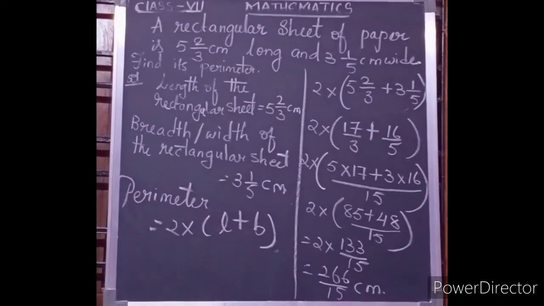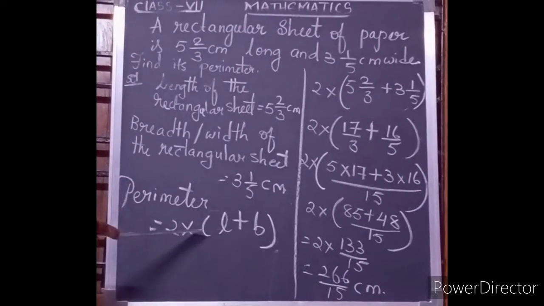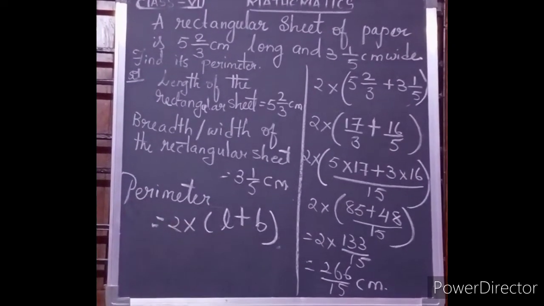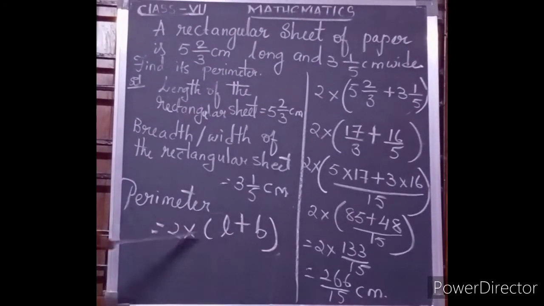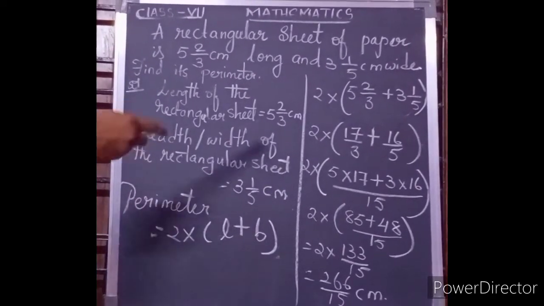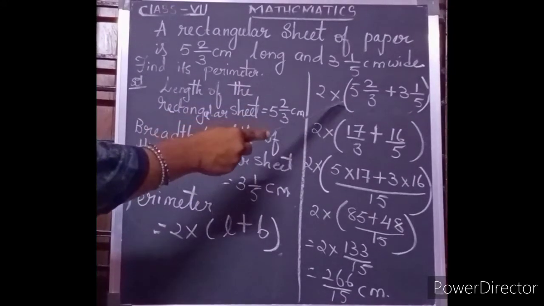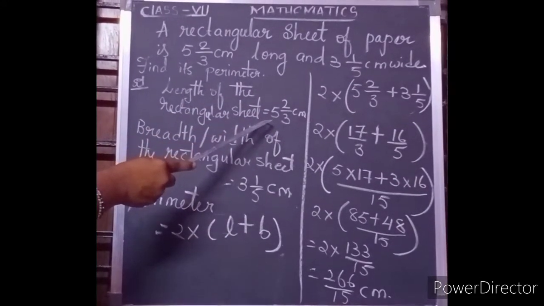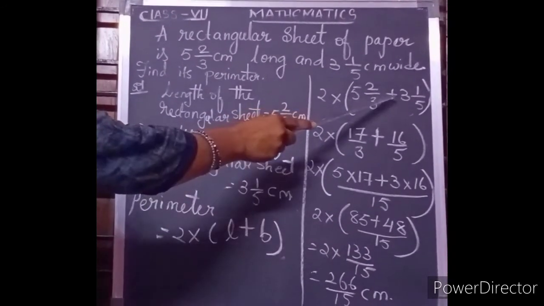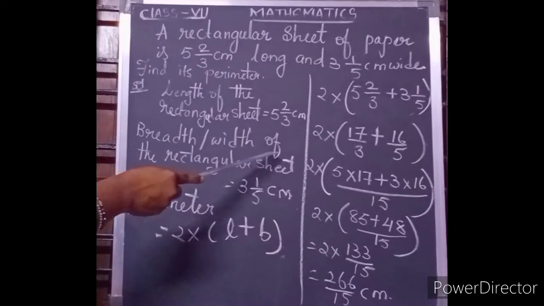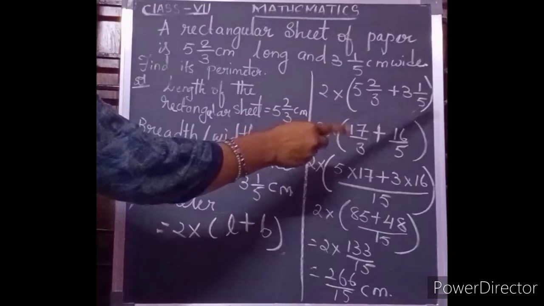Now we have to find the perimeter of the rectangular sheet. Perimeter of a rectangular sheet equals 2 into length plus breadth. In short form, we can write 2 into L plus B. Here we have written mixed numbers. Now the length, how much? Yes, 5 2 by 3. Plus the breadth, how much? 3 1 by 5.